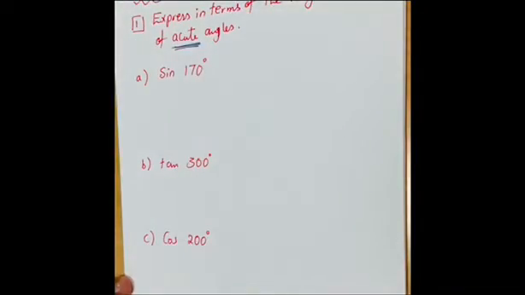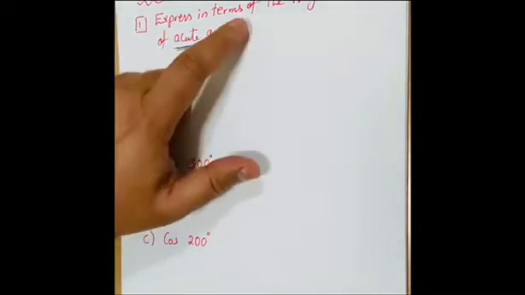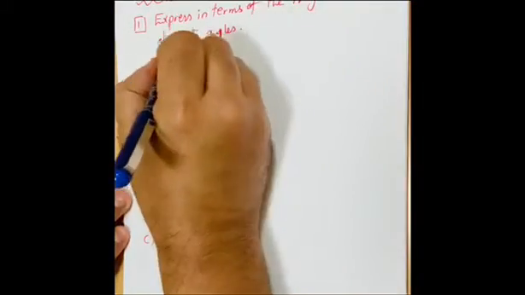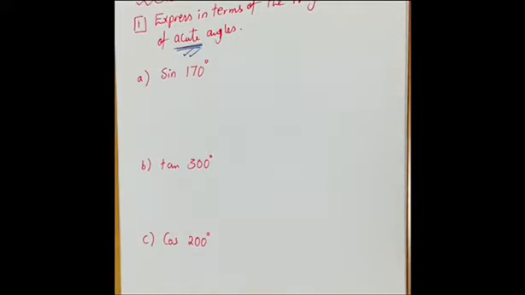Now let's do exercise 16b. Solving exercise 16b in the textbook, page 266. The question says, express in terms of the trigonometric ratios of acute angles. So remember, all the angles in the first quadrant are acute angles. If you go back to the graph that we did in the previous video, you're going to see that in the first quadrant, all the angles between 0 and 90 are acute angles. All the angles between 90 and 180, we call them obtuse. And all the angles between 180 and 360, we call them reflex angles.